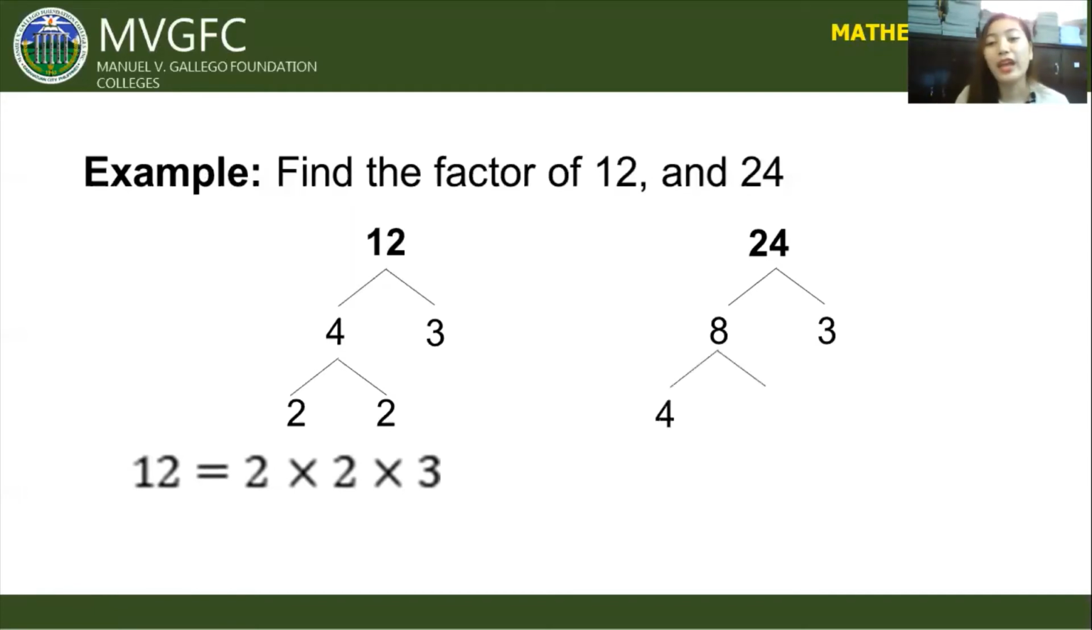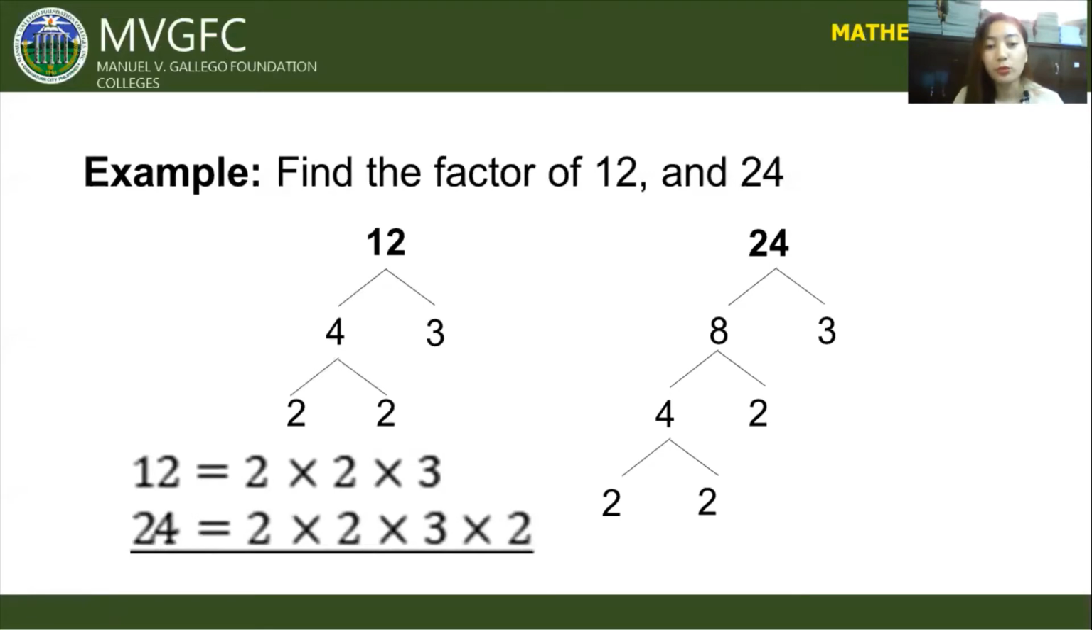That is, we have 8. So we have 4 and 2. And once again, we can also factor out 4. So it became 2 and 2. So this time, the factors of 24 are 2 times 2 times 3 times 2.